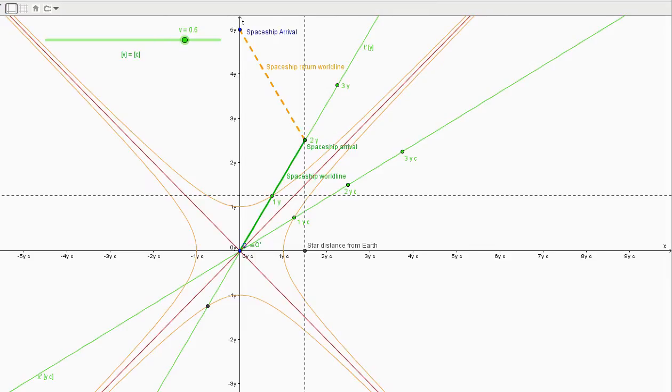Now let's suppose that the astronaut on the star wants to come back to the Earth. On the Earth reference, the spaceship, which took 2.5 years to travel to the star at the same speed, will take another 2.5 years to come back to the Earth. From the launch at t equals 0 to the coming back of the spaceship, 5 years will pass. That's on the Earth reference.